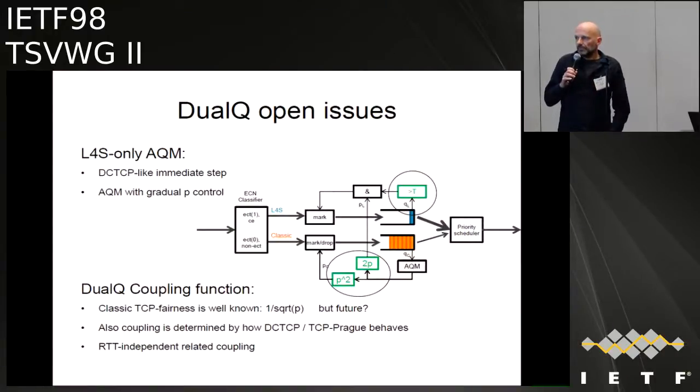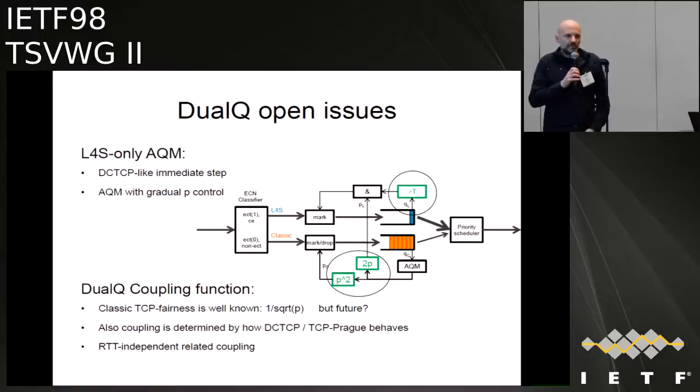Then the other point of discussion, which is more heavily discussed, is about the coupling function, and I think we should separate that into three parts. The first topic is whether there is consensus that classic TCP fairness is about 1 over square root p, which I think is true today, but most people are concerned about whether that will stay true in the future as well.